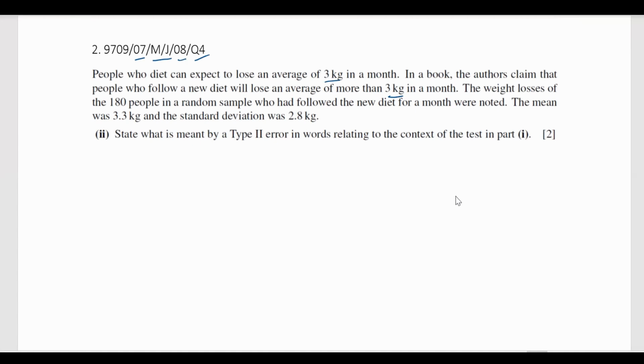Now, part 2: state what is meant by a type 2 error in words relating to the context of the test in part 1. That means if we were to carry out a hypothesis test for this question, what is the meaning of the type 2 error? Let's list down the H null and H1.